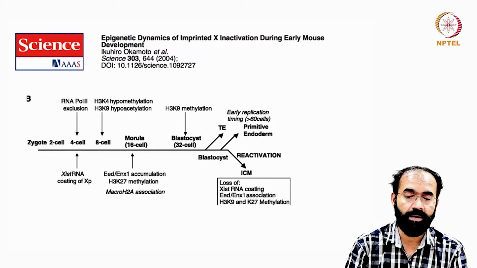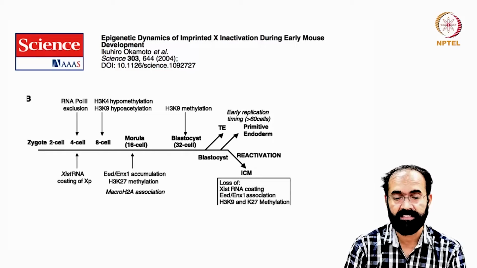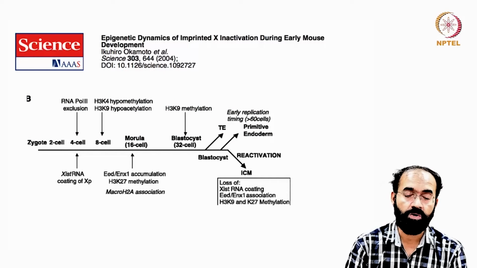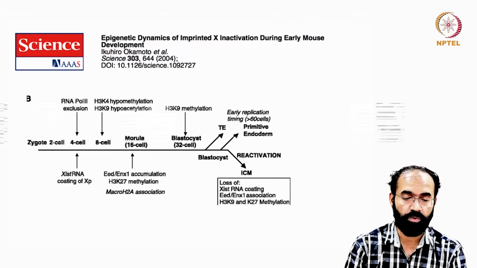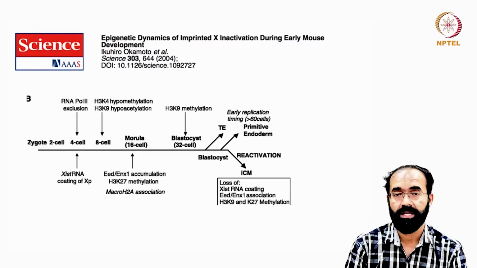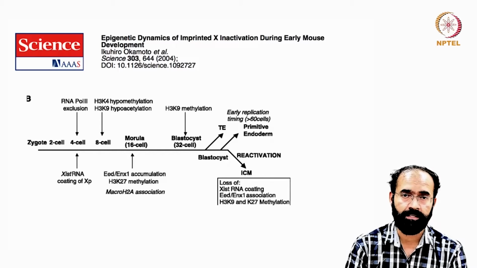So H3K4 hypomethylation and H3K9 hypoacetylation takes place at 8 cell stage. Then at morula stage onwards, you have EED, ENX accumulation. These are two proteins that accumulate, and H3K27 methylation takes place, and you have this unique histone protein, that is macroH2A association. You can see it in the X chromosome in all these cells. So this paternal X chromosome starts exhibiting these features.